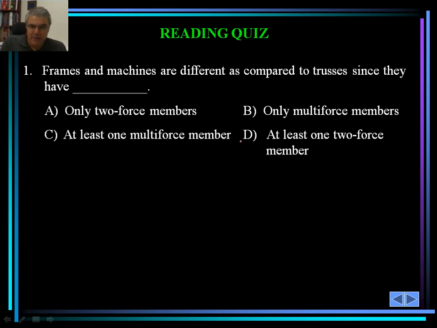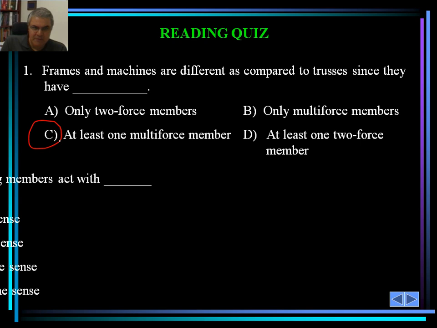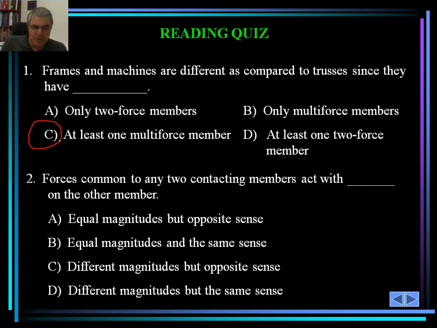The difference between trusses and frames and machines is actually in their members. In the case of a frame and machine, they should have at least one multi-force member. So the answer C is the correct answer here.